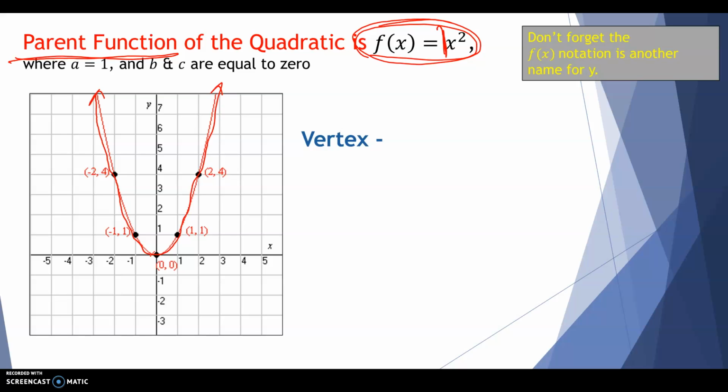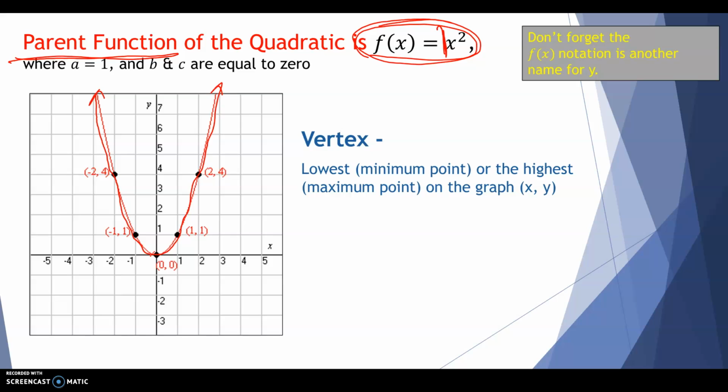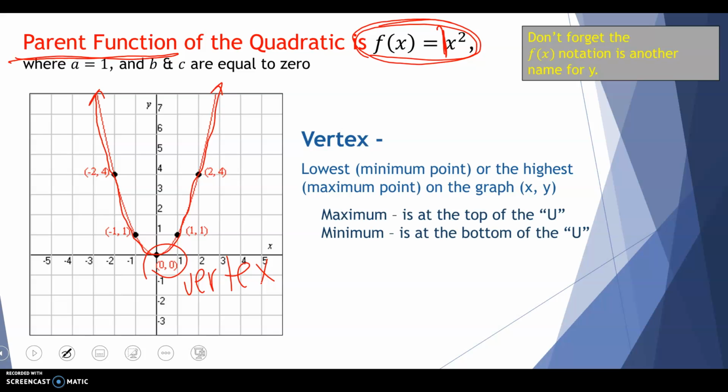Now the most important point of this parent function, and pretty much of any quadratic function, is the vertex. And the vertex is the lowest or minimum point or the highest maximum point of the graph. So this right here, 0, 0, is known as your vertex. Okay, now it's a maximum if it's at the top of your U, which obviously this is not. We don't have the top of our U, we have a bottom of the U, so this vertex would be a minimum point, and it's always in the form of x comma y.